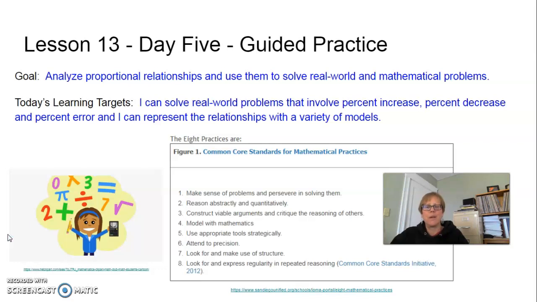Hey everybody, we're on day 5 now of lesson 13. So this is the guided practice page, and like I said in the last video, when we get to days 4 and 5, you know you're getting ready for a lesson quiz. So we're going to do a few things, and one of the things we'll do is do a problem which is very similar to something you're going to have on the quiz.